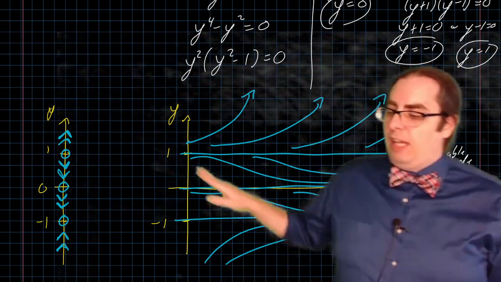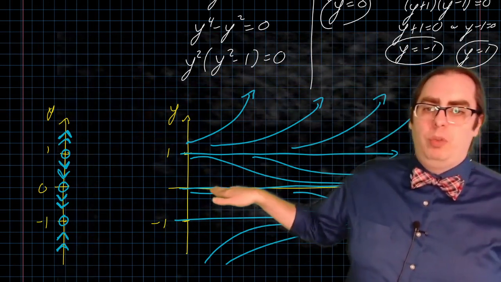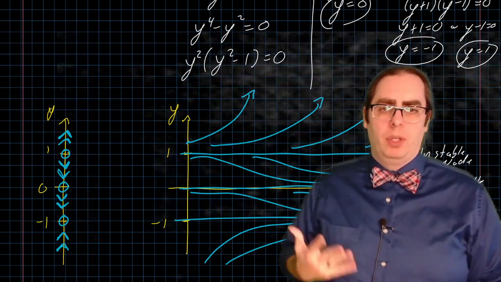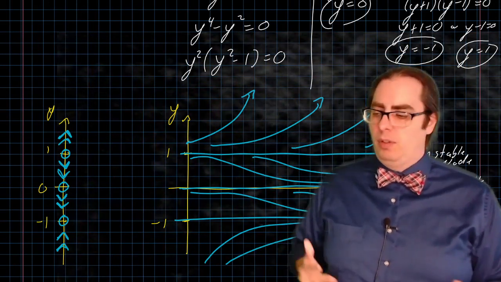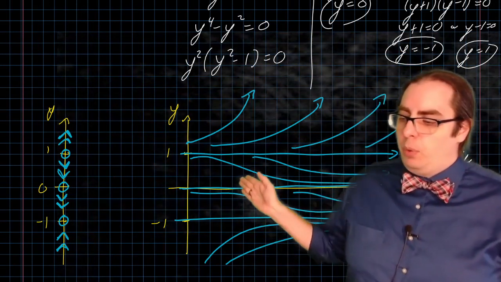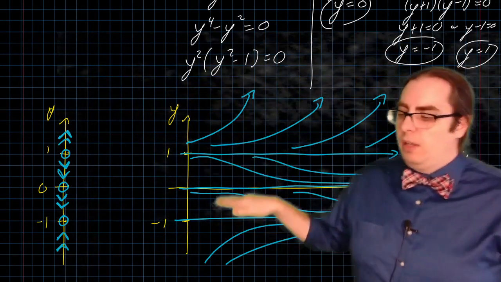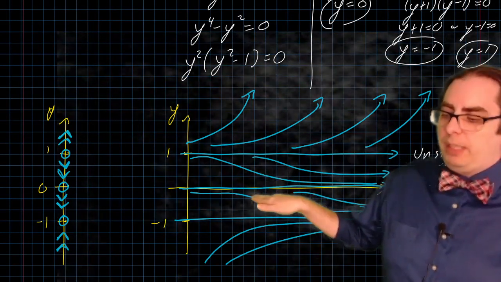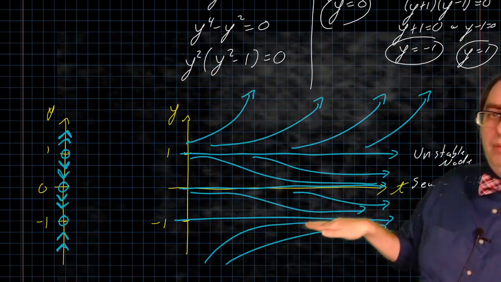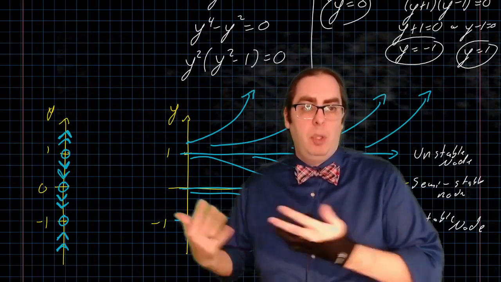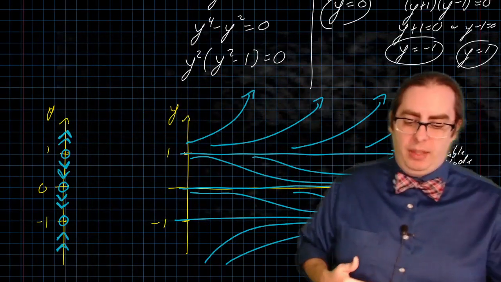And then the last point here, at y equals 0, we call semi-stable, where it kind of has both behaviors. From 0, if I push up a little bit, it gets pushed right back down. From 0, if I push down a little bit, it gets pushed all the way down to -1. So it's stable in one direction, but not in the other.